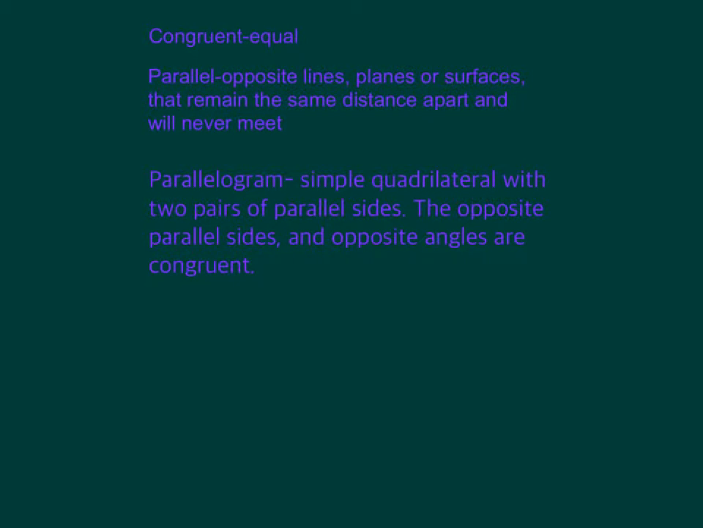Parallel means the opposite lines, planes, or surfaces remain the same distance apart and will never meet. A parallelogram is a simple quadrilateral with two pairs of parallel sides. The opposite parallel sides and opposite angles are congruent.